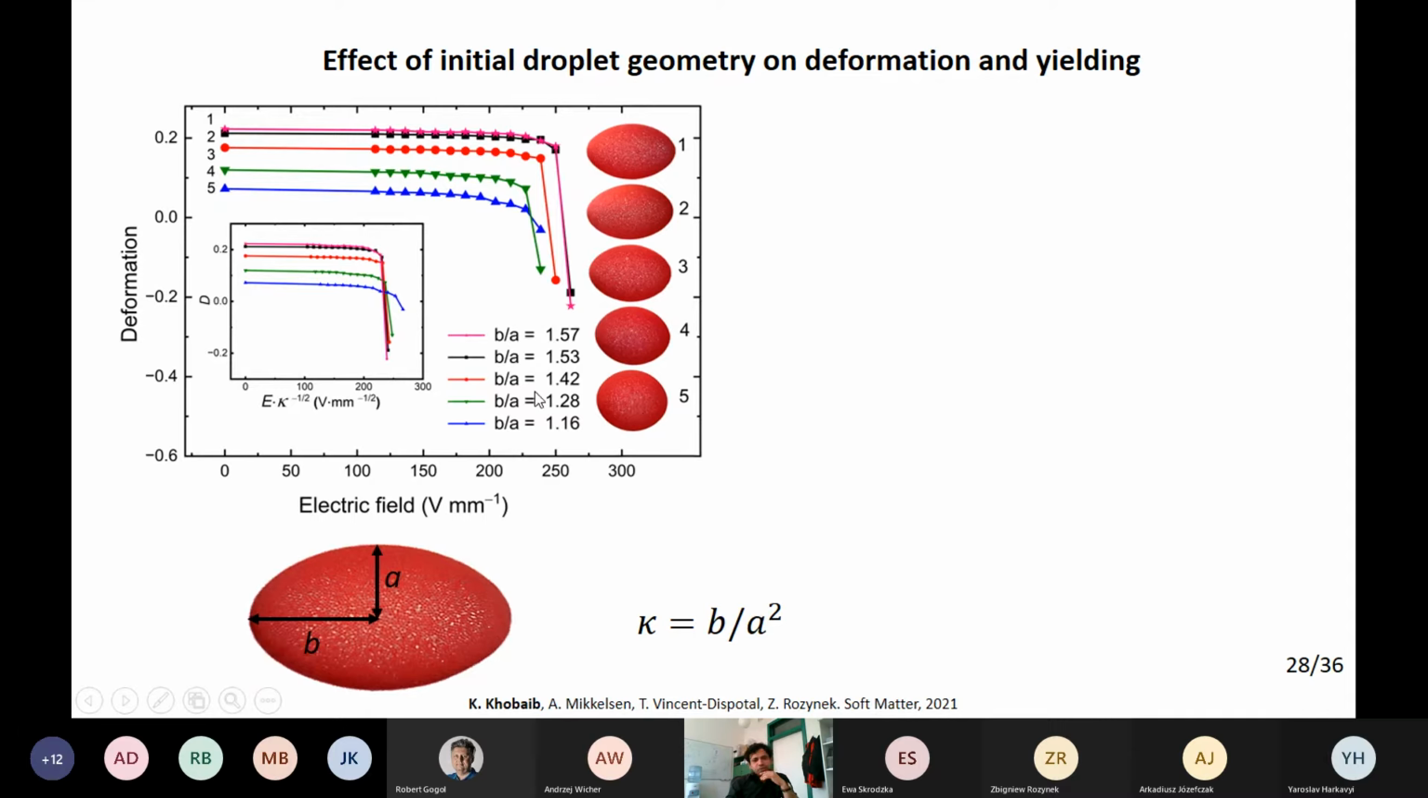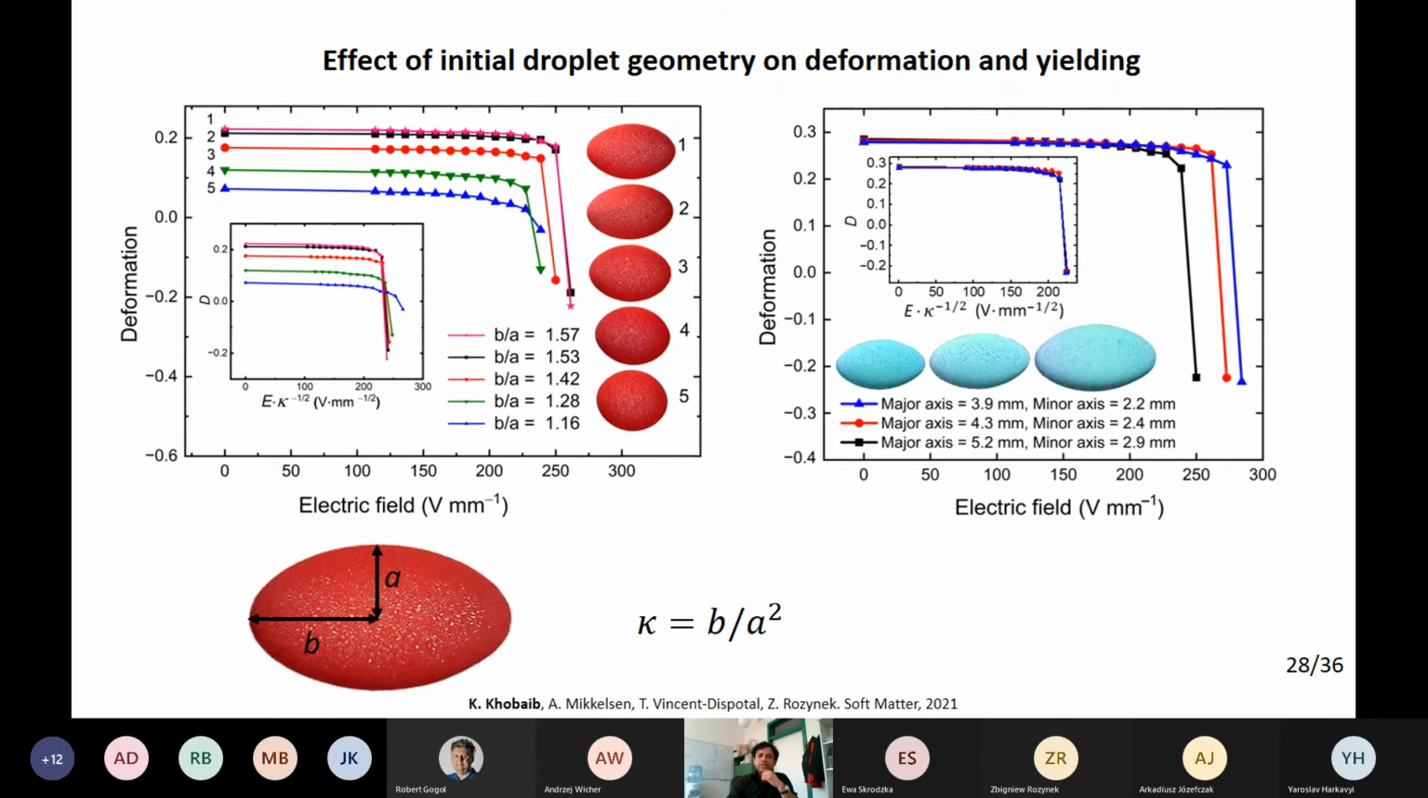So here we changed two parameters. Number one is aspect ratio, another is curvature. So we had to rule out one of these things. Here we did an additional experiment where we kept the aspect ratio constant but made different sizes of the droplet. What we found is that the most elongated droplet, or you can say the biggest droplet, collapses at a lower electric field, whereas the smallest droplet collapses at a stronger electric field.